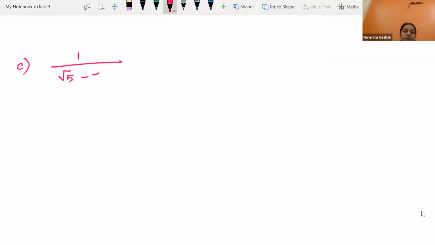Minus, let's say, just a moment. 1 by, suppose, 7 minus root 5. Okay, this is the next type. Here also our motto, our purpose is to remove the root from the denominator. Let's remove the root from the denominator. For removing the root from the denominator, here we don't know what to multiply because we are having 7 minus root 5 in the denominator.